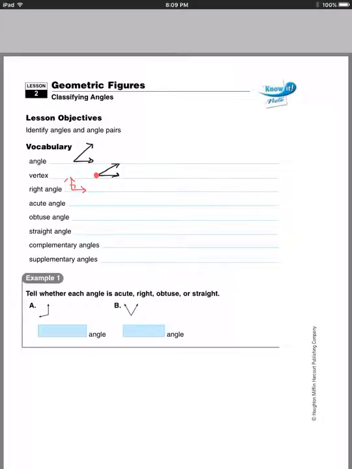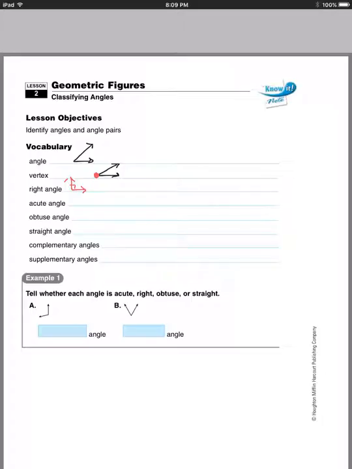Complementary angles are two angles that when you add them together have a sum of 90 degrees, or answer of 90 degrees. And supplementary angles are two angles that when you add them together, you get a sum or answer of 180 degrees. So down below it says tell whether each angle is acute, right, obtuse, or straight.